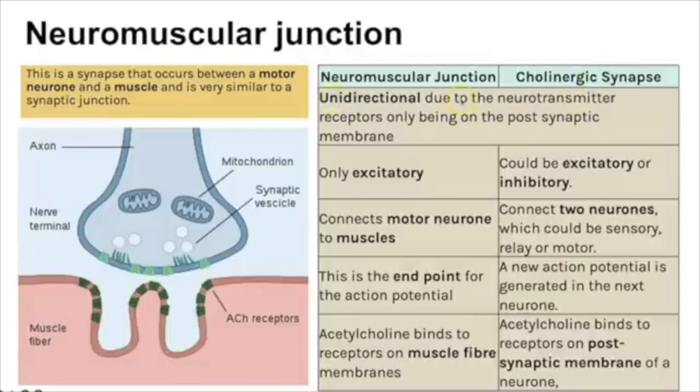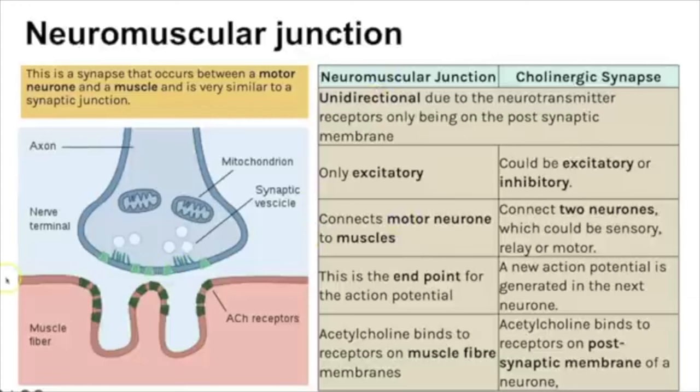So what they have in common is both of them will work in one direction only, so unidirectional. And that is because the receptors for the neurotransmitters are only found on the postsynaptic membrane, or in this case, the muscular membrane. A neuromuscular junction will only be excitatory, meaning it will only generate that response. Whereas a cholinergic, we looked at, could be excitatory, generating an action potential, or it could be inhibitory, which prevents the action potential from being generated.